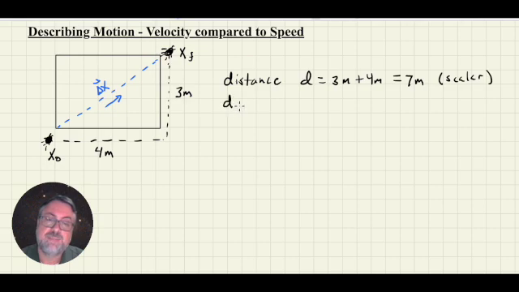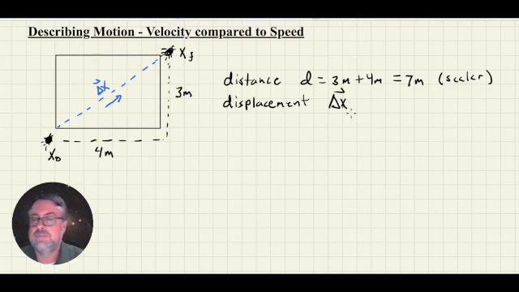And we saw that the displacement, or delta x, worked out to be the square root of the two sides added together, which was the square root of 25, which was equal to 5 meters in the northeast direction, and it is a vector.